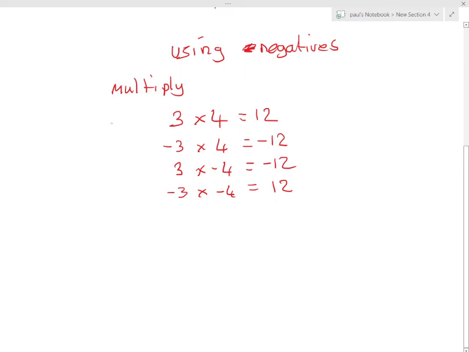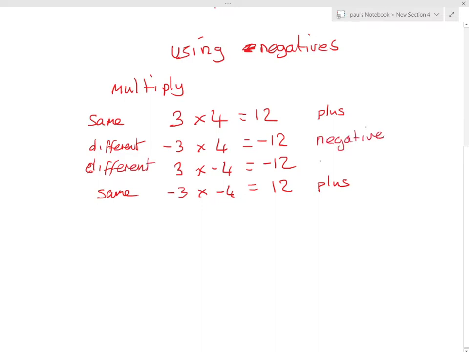So when the signs are the same, two pluses, we get a plus answer. When the signs are the same, we get plus, and the same down here. Same signs, plus answer. Different signs, we get a negative answer. And that's all there is to remember. Same is positive, different is negative. And the same goes when we divide.